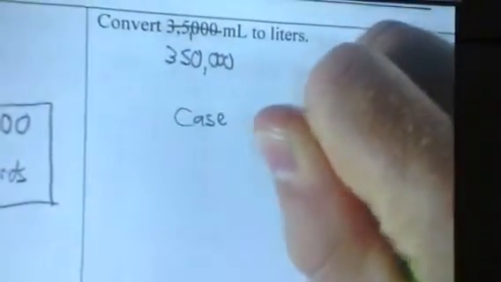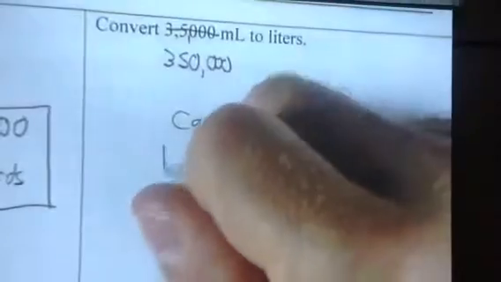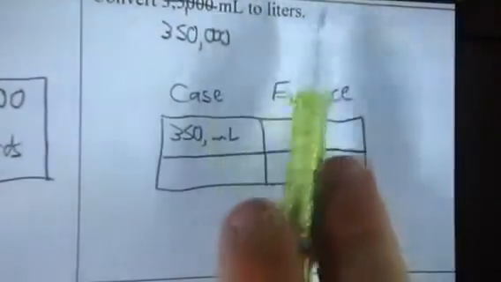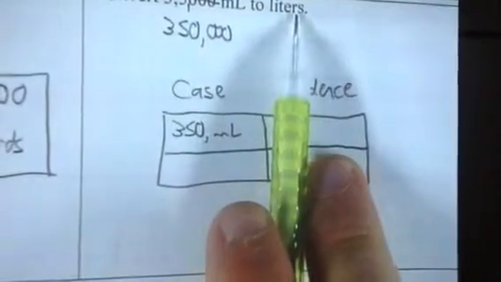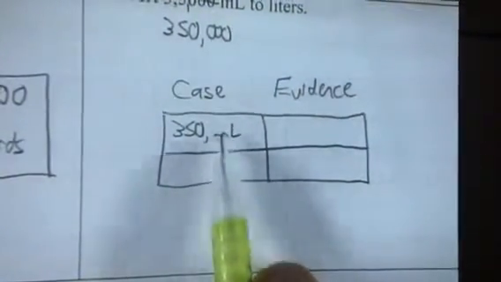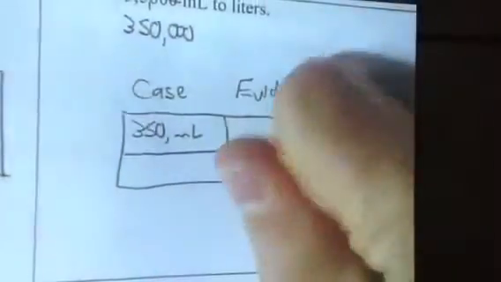So again, I need a case. I need some evidence. My case is always what's being converted. So again, my case is 350,000 milliliters. My evidence is something that links me from milliliters to liters. So I know that if I've got milliliters up here in the numerator of the case, what I need down here in the denominator of my evidence is milliliters.